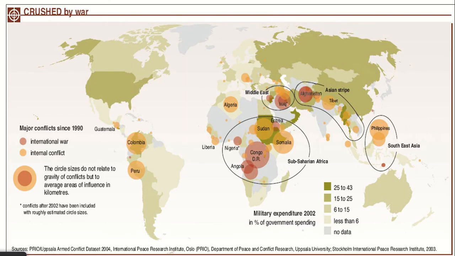And so this is another map here, and this is basically showing major conflicts since 1990. Wherever there's a little circle, either red or yellow, that is showing either an international conflict, with lots of countries involved, or an internal conflict. You can see that there are an awful lot around the world, particularly in this area called Sub-Saharan Africa, the Asian stripe, the Middle East, and Southeast Asia. And all those areas have therefore experienced conflict on a much, much larger level.